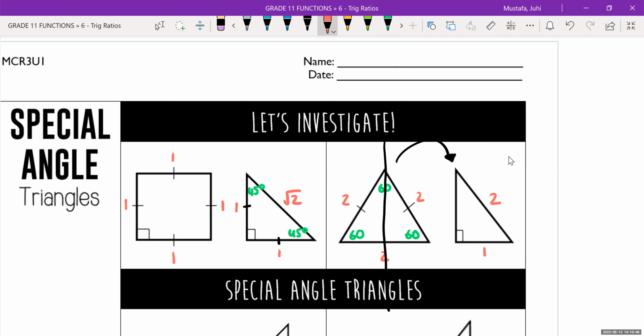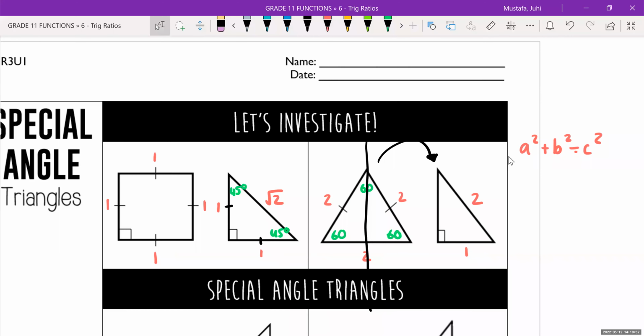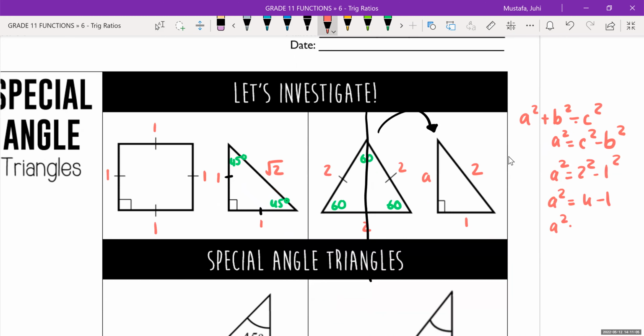And then we're going to do the same thing. We're going to use the Pythagorean theorem to figure out the third side. So a squared plus b squared is equal to c squared. Let's just call this a. A squared is equal to c squared minus b squared. 2 squared minus 1 squared. This is just going to be 4 minus 1. A squared is going to be 3. And so a is going to be root 3.